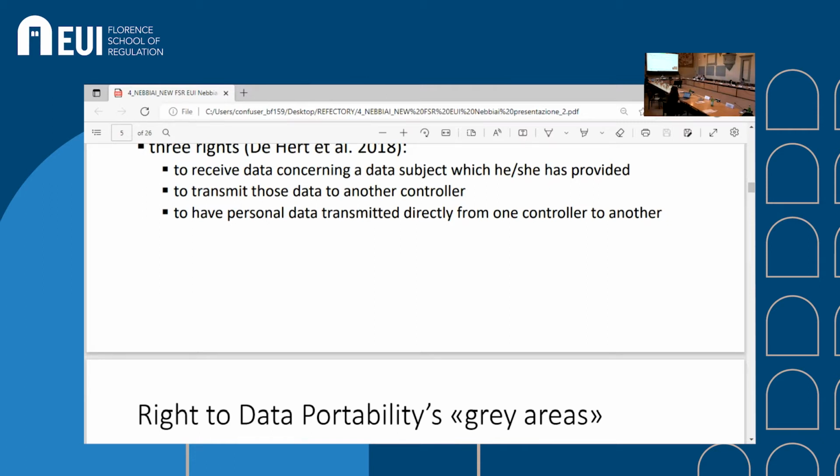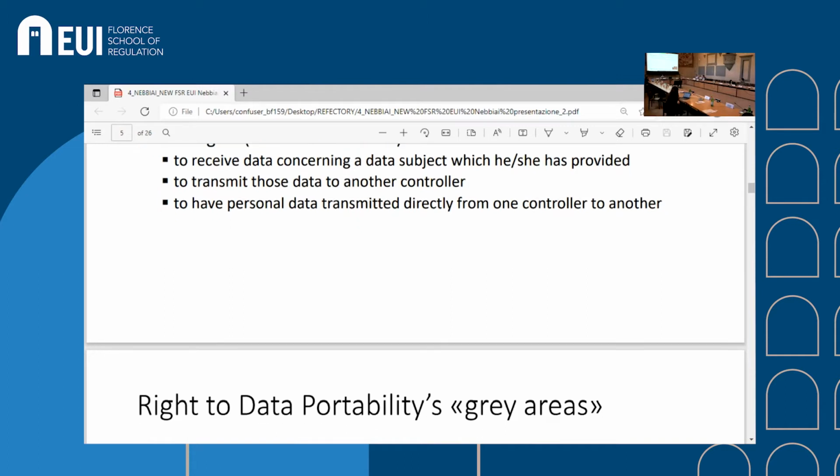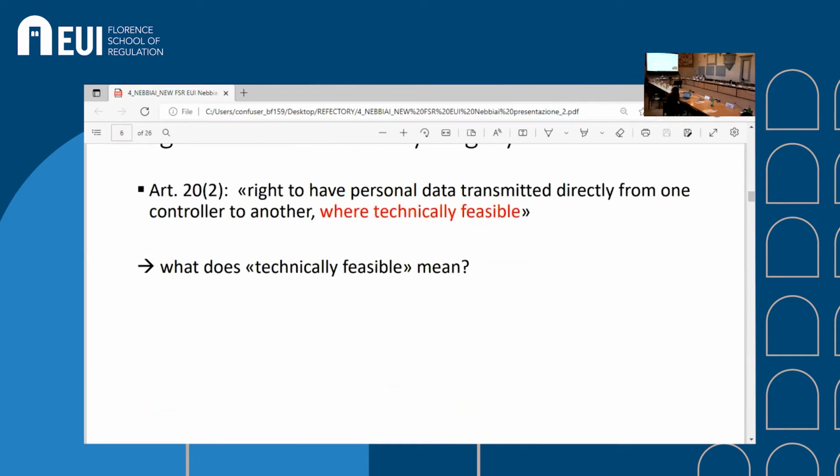Now, the issue that I'm raising with the paper is that this, on paper, is a wonderful idea, but there are a variety of gray areas that could be interpreted in various ways. And these could, in the end, impact the economic and data protection effects of the right. So the first gray area is the technical feasibility concept. What is the meaning of technical feasibility?